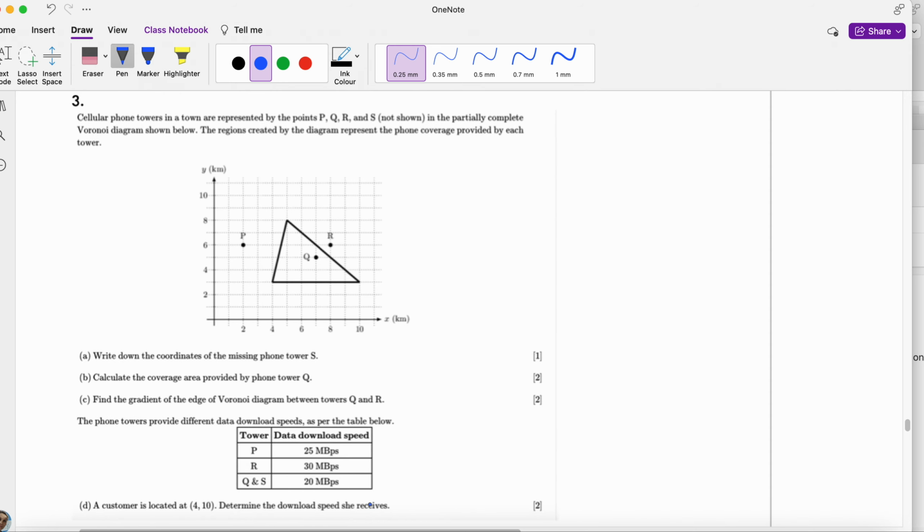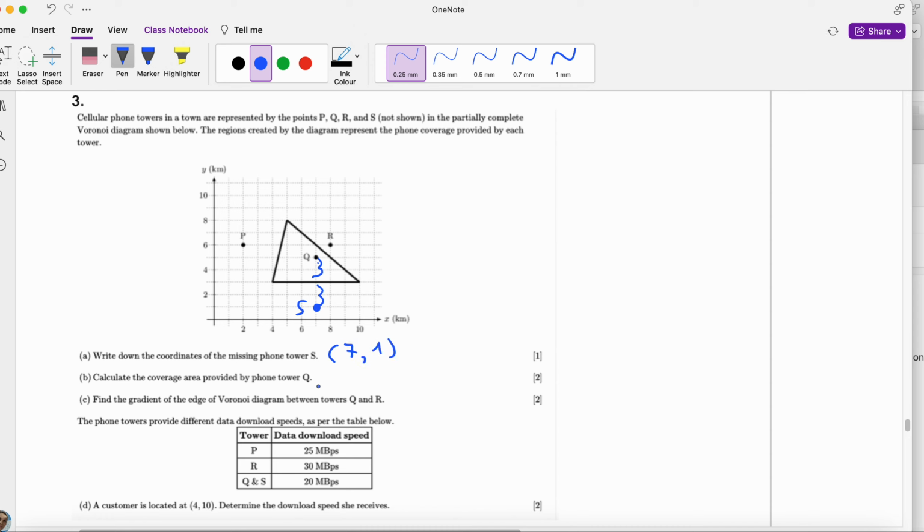One more: cellular phone tower. Now you have P, Q, R, S, not shown yet, partially complete. The regions are created, provided by the tower. Write down the coordinates of the missing cell tower C. Where is it? Obviously this edge is splitting up Q and something else. This is a horizontal line, so all you have to do is go across. So this is where S must be, right? It's a horizontal line, so they have to be on top of each other. Therefore, this is going to be at 7 and 1.